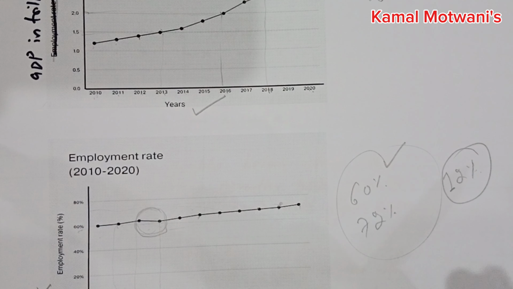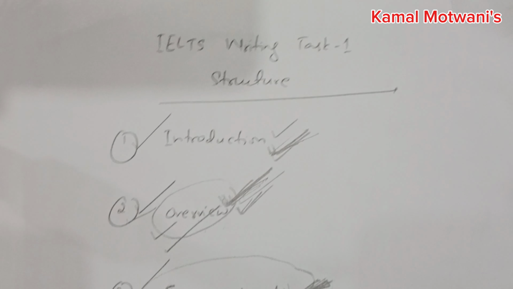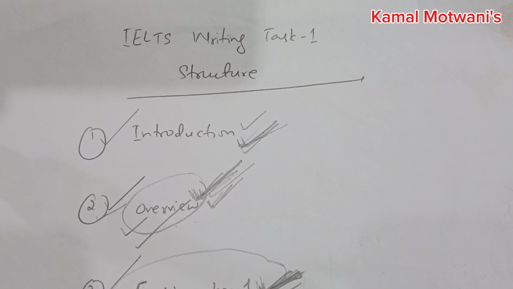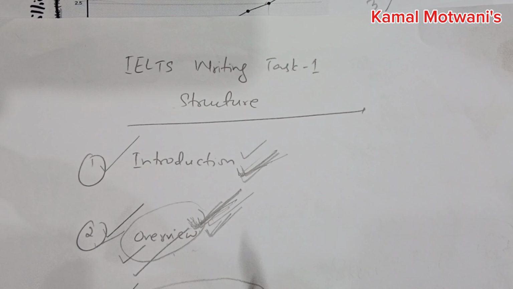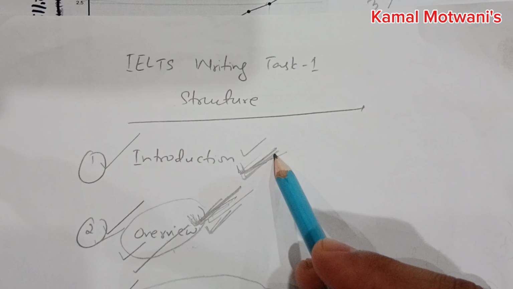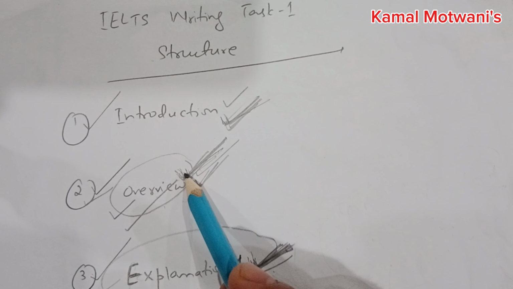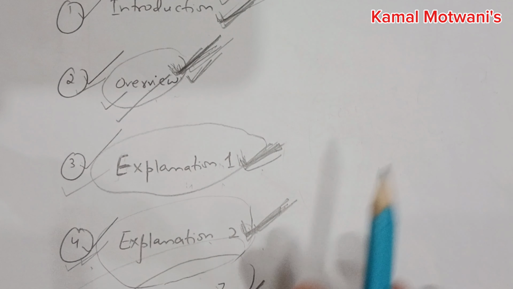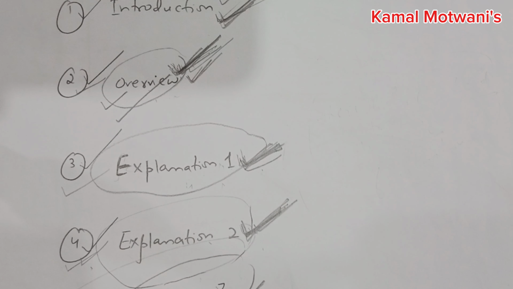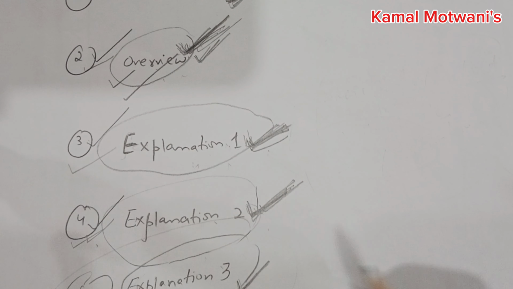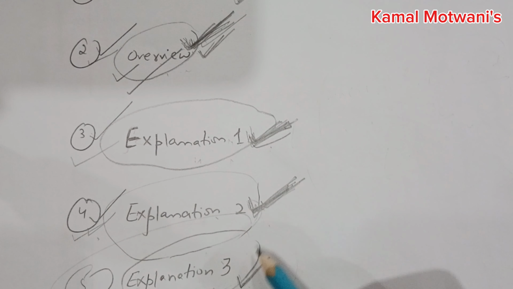So let's first discuss the essay format. So here is the essay format. This has been discussed in earlier videos pertaining to IELTS Writing Task 1. First we write the introduction, then we write the overview or overall view, then we have to write the paragraphs pertaining to all the elements which are supposed to be described in the IELTS Writing Task 1. Explanation 1, explanation 2, explanation 3.